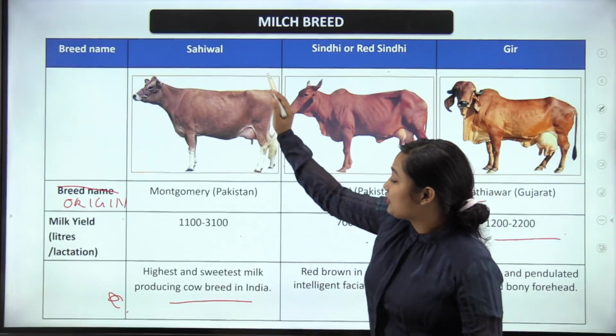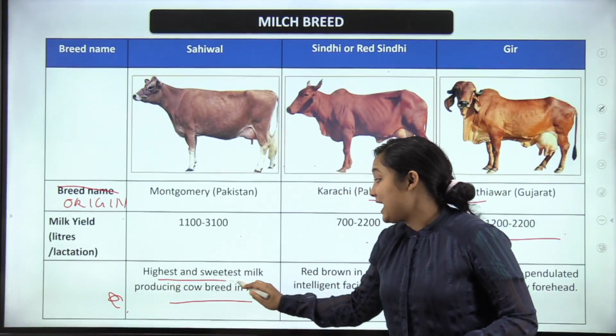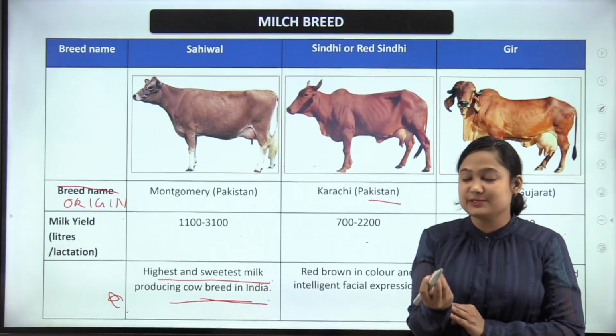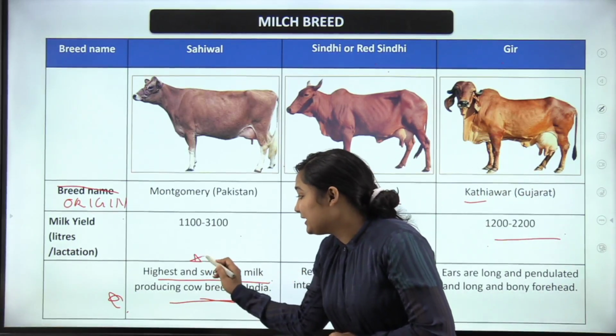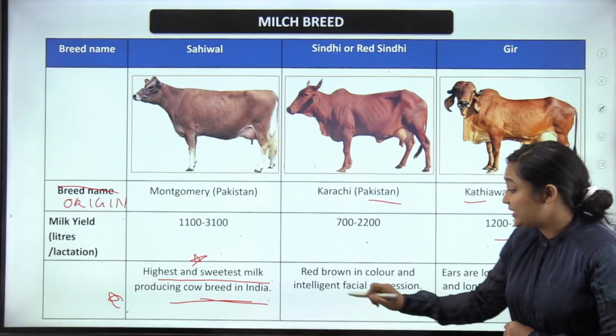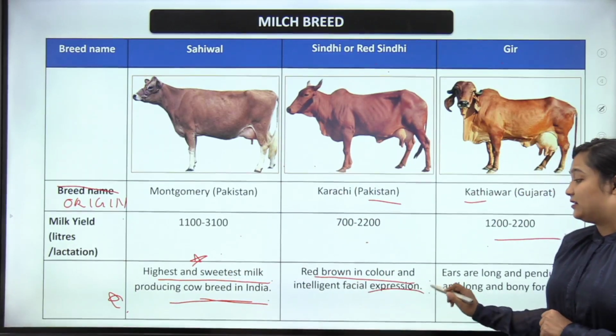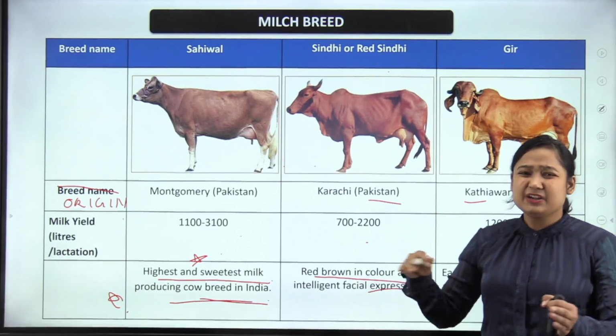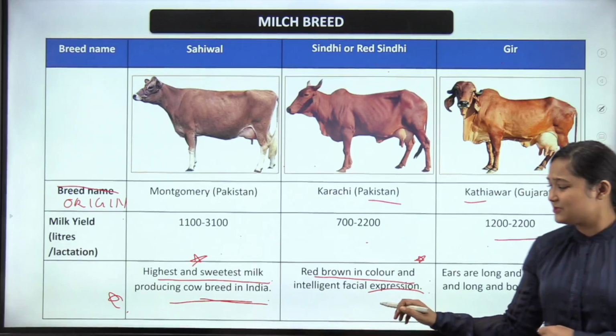Okay, now first of all talking about Sahiwal. Sahiwal is the highest and sweetest milk producing breed in India if you are talking about the indigenous breeds. So remember this point. A direct question can be asked from here. Then red and brown in color with an intelligent facial expression, though not very important, but for difference you can just listen to it here, no need to revise this particular feature.